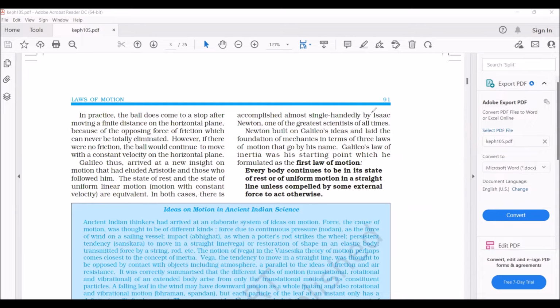Newton's first law of motion tells us every body continues to be in a state of rest or uniform motion in a straight line. If it is at rest, it will remain at rest. If it is moving in a straight line with uniform motion, it keeps on moving in a straight line unless we apply some force. So when an object is at rest, it will not move unless we apply force. An object in uniform motion in a straight line will not come to rest unless we apply force. That is Newton's first law of motion.